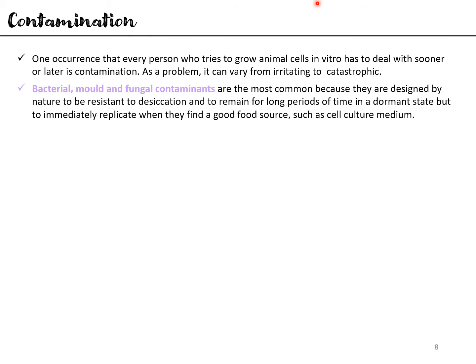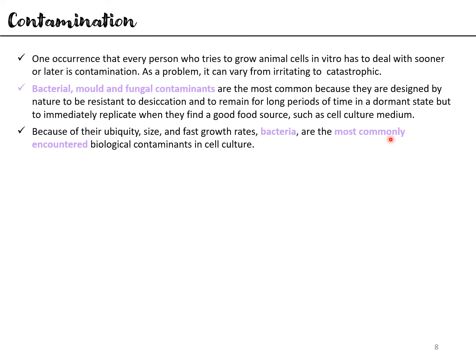Bacterial, mold, and fungal contaminants are the most common because they are designed by nature to be resistant to desiccation and to remain for long periods of time in a dormant state, but to immediately replicate when they find a good source of food, such as cell culture media. And bacteria is one of the most pesky things that you can think about. It is present everywhere, they are ubiquitous, they are so difficult to get rid of.